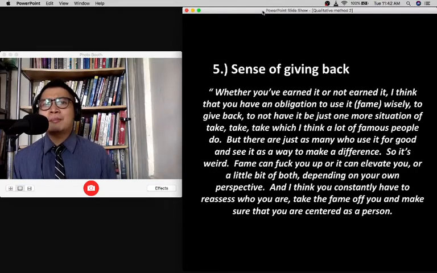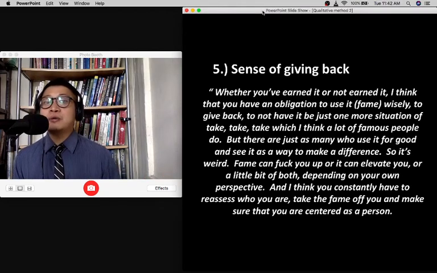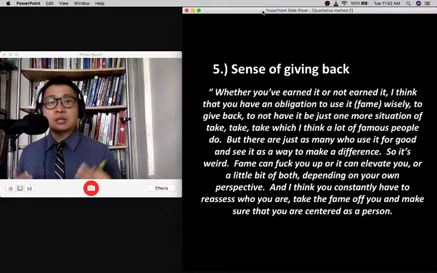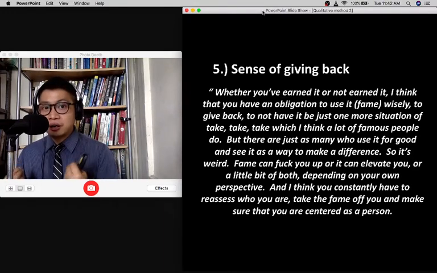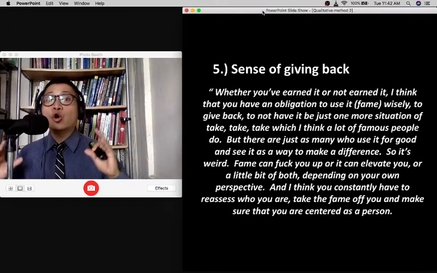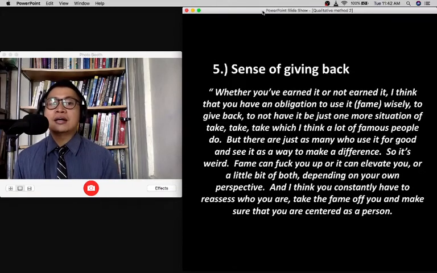Diba? So marami silang mga ginagawa to give back to the people. They spend more time with their fans. Nagkakaroon sila ng mga fundraising activities. Minsan namimigay sila ng mga lumang gamit nila sa mga staff nila. All of these things again are done to satisfy their desire of giving back to people who they think they owe something. So, yan yung mga experiences ng mga taong sikat.